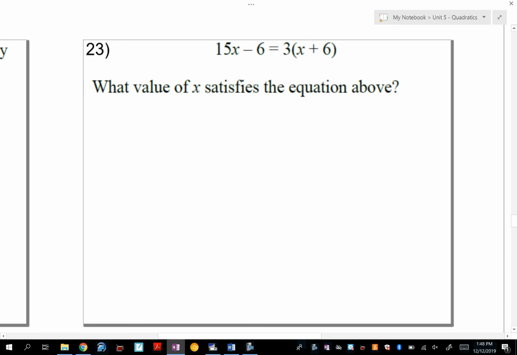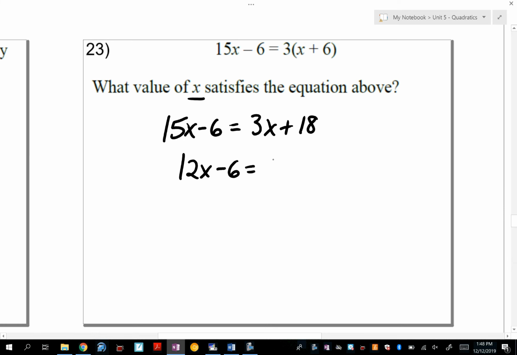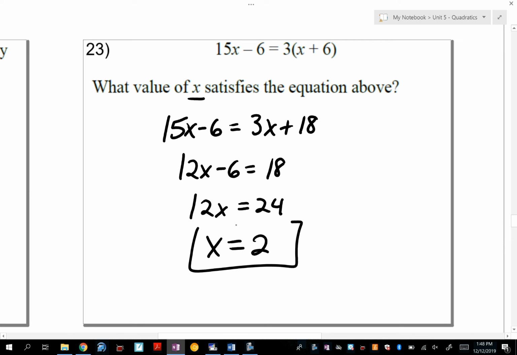All right, the last one. 23. What value for x satisfies the equation above? So just saying solve for x. So 15x minus 6. If we distribute the 3, you get 3x plus 18. I'm going to move the 3x to be with the 15x by subtracting 3x to get 12x. And then I'm going to move the minus 6 to the other side with addition of 6 to get 24. So x is equal to 2.